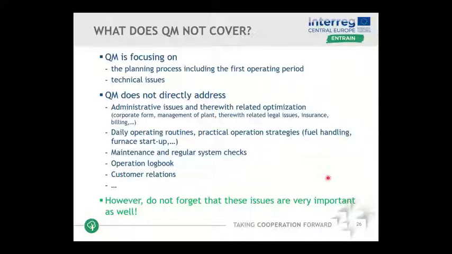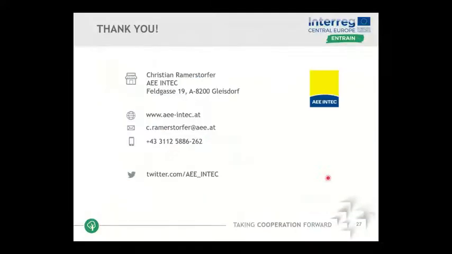But I want to mention that there are a lot of optimization potentials as well within these non-technical issues. So consider that as well from an early stage on, try to learn from good examples with that. So thank you very much. We are finished for this part of our presentation.